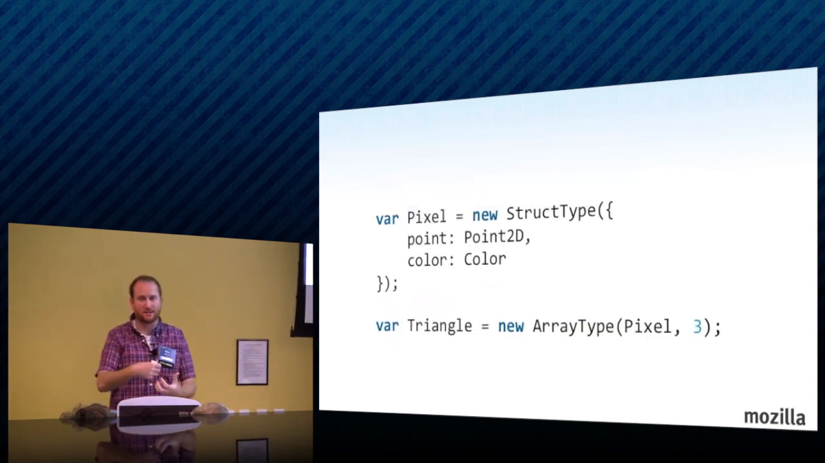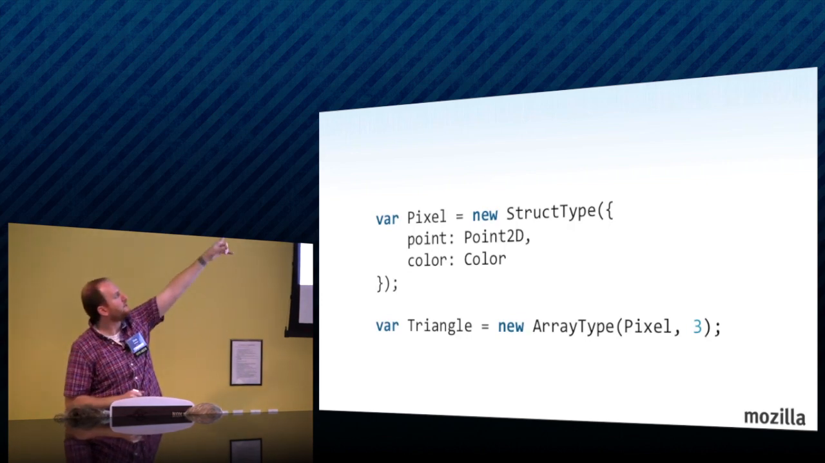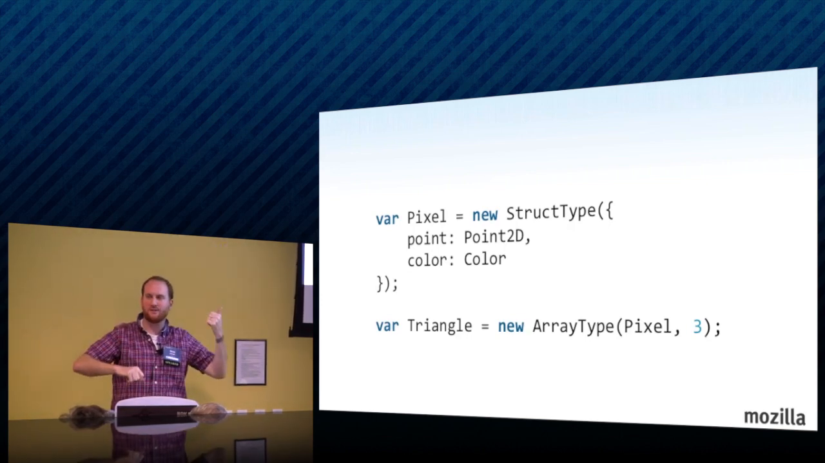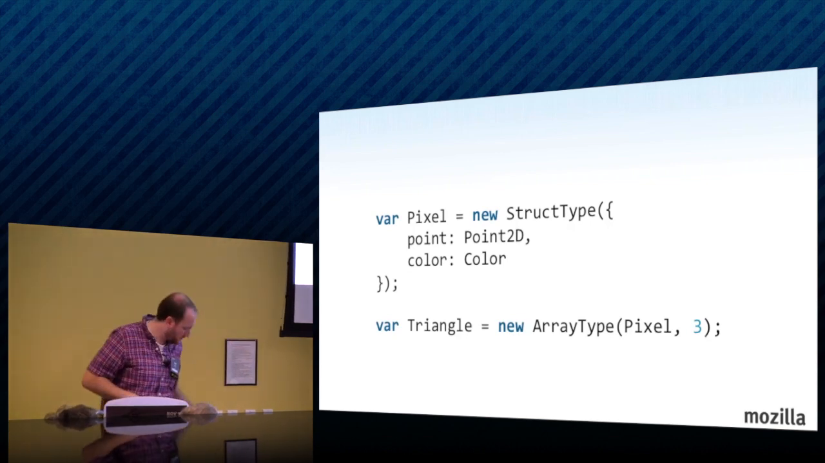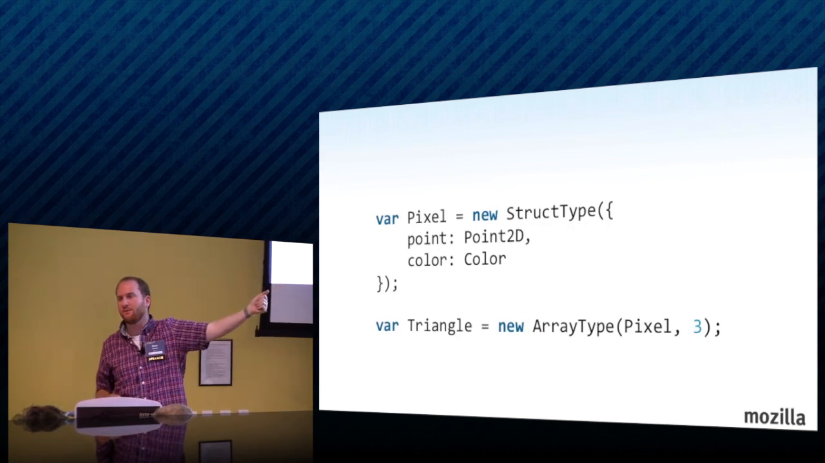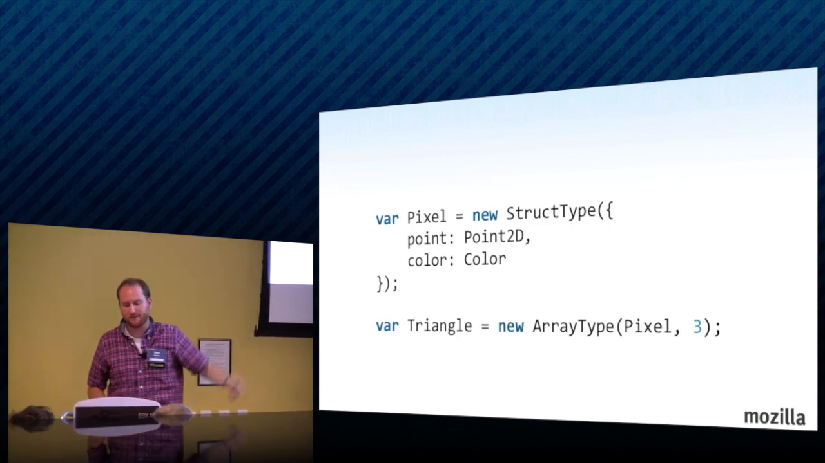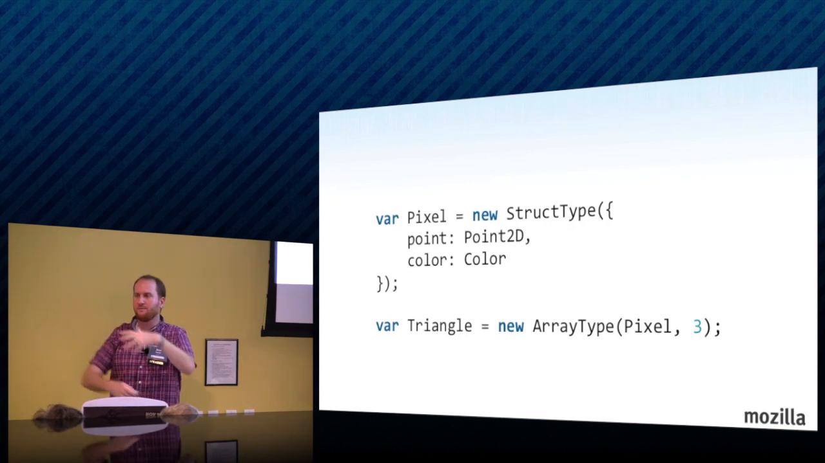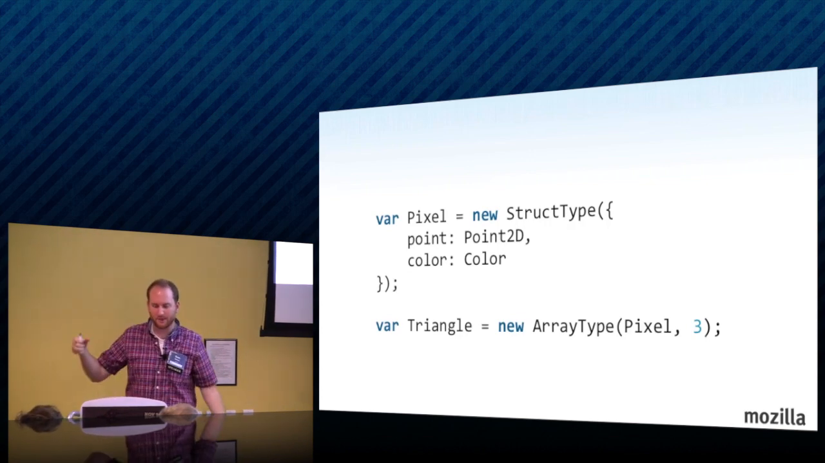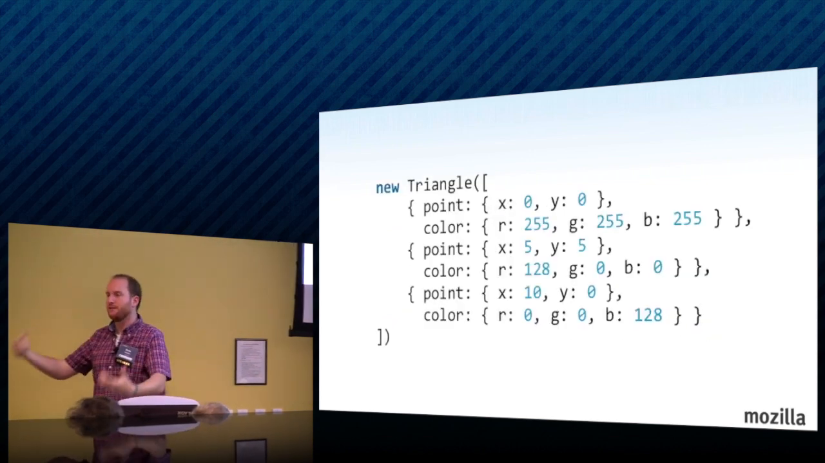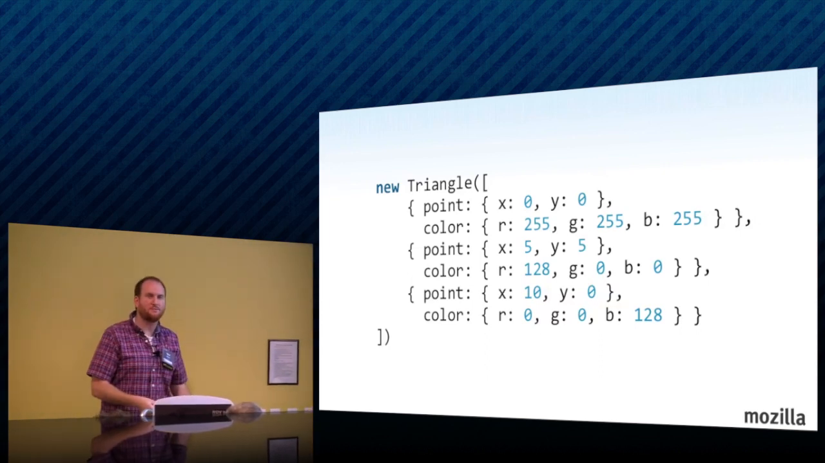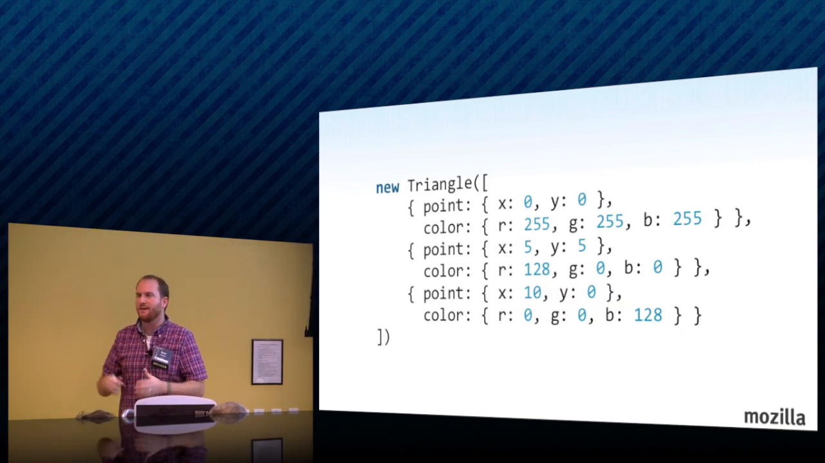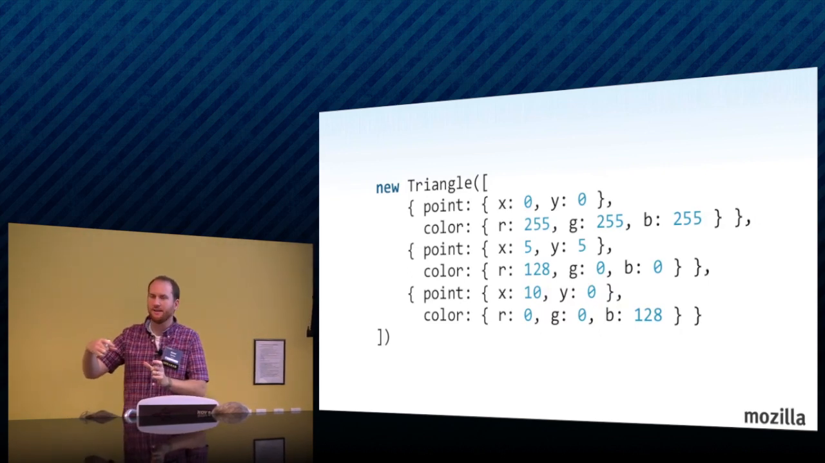You can also combine these struct types. You can create a struct type pixel that combines both the point2D and the color that I showed on the previous slide. And you can also create array types. Here, triangle is an array type with 3 elements, each of which is a pixel. So these are ways that you can mix and match these type descriptors. Well, what do you do with a type descriptor? It's actually a constructor that you can call to construct a binary data object. It's a JavaScript object, but it's actually encapsulating compactly allocated binary data.